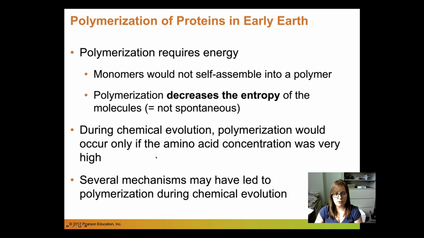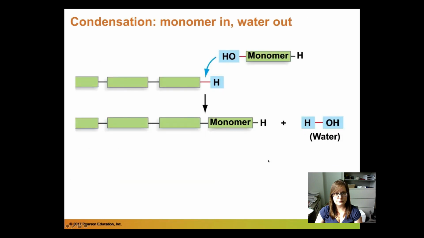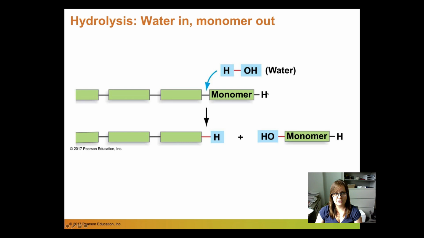So during chemical evolution, polymerization would only have happened if the amino acid concentration was very high, which it was. And several mechanisms may have led to polymerization during chemical evolution. So we might have gained that energy to create macromolecules. So here's what that reaction looks like, just very basically. We have monomers, and what's going to happen in a condensation reaction is the monomer is going to go in, it's going to join the polymer, and water is going to come out. In a hydrolysis reaction, we're going to put water into the molecule, and the monomer is going to come out of the polymer. So water in, monomer out.